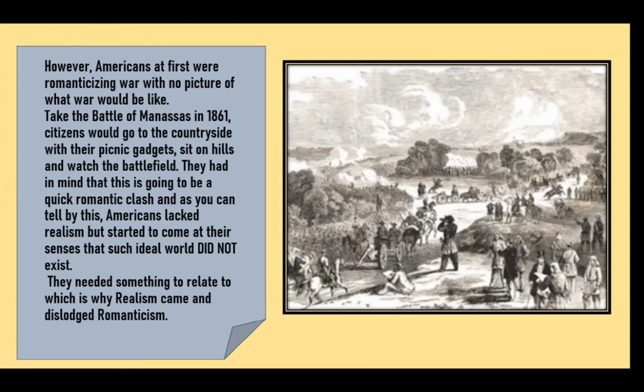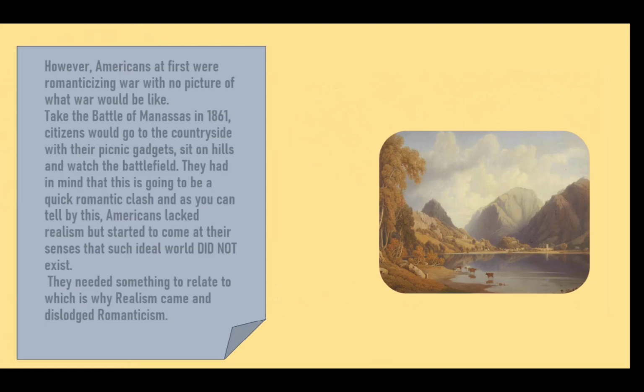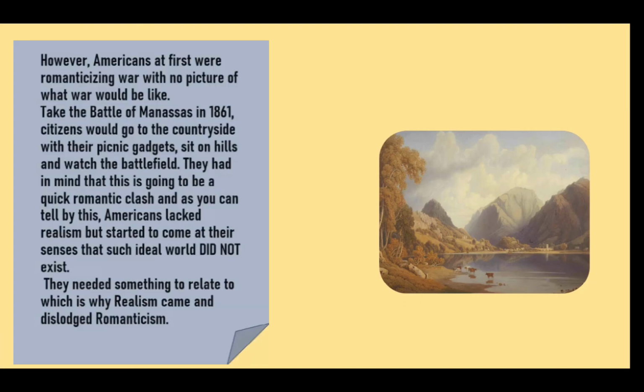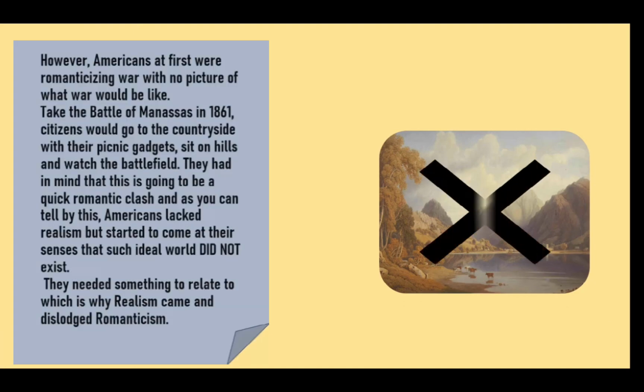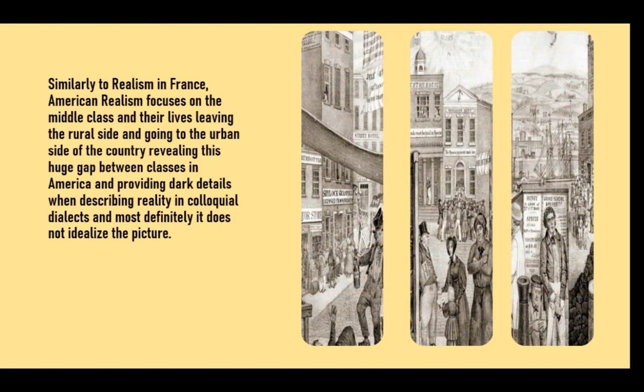But as you can tell by this, Americans lacked realism, but started to come to their senses that such an ideal world did not exist, and they needed something to relate to, which is why realism came and dislodged Romanticism. Similarly to realism in France, American realism focuses on the middle class and their lives, leaving the rural side and going to the urban side of the country, revealing this huge gap between classes and providing dark details when describing reality in colloquial dialects, and it most definitely does not idealize the picture.